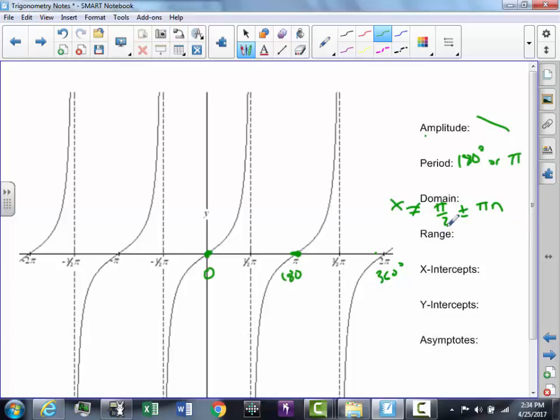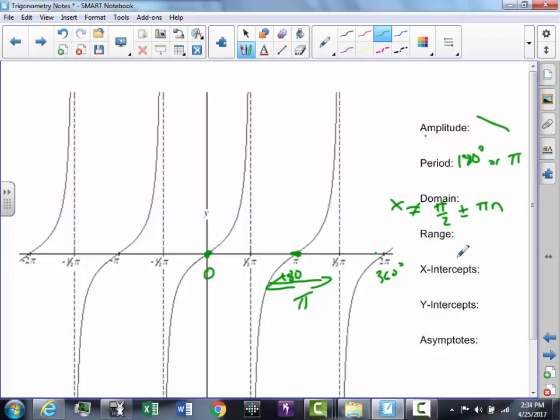It can't be pi over 2, which is 90. That's where you have your first asymptote right here. The next problem you have is a full pi away. The next problem you have from there is another full pi away. But you can go backwards or forwards by any number of pi and find a problem. We'll follow that.